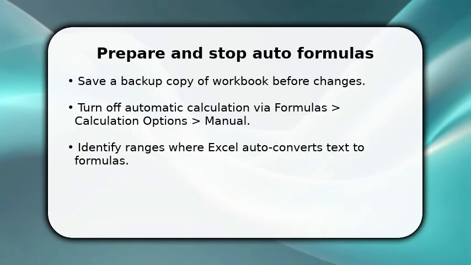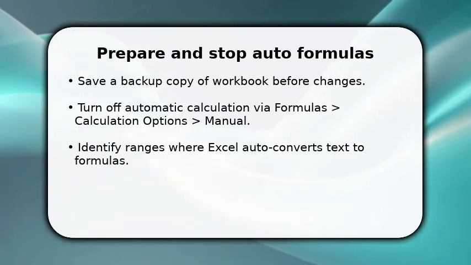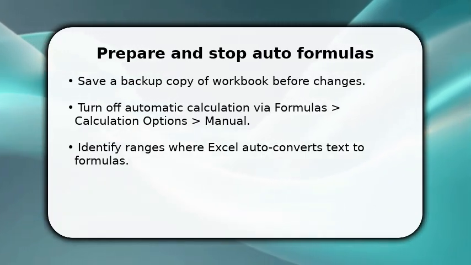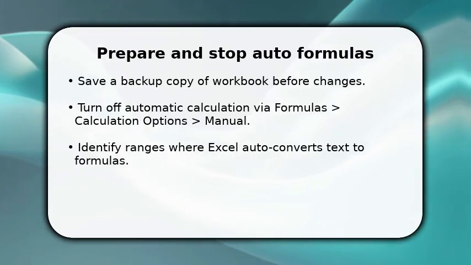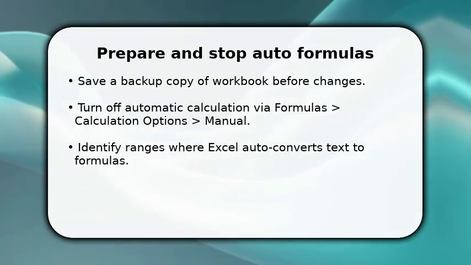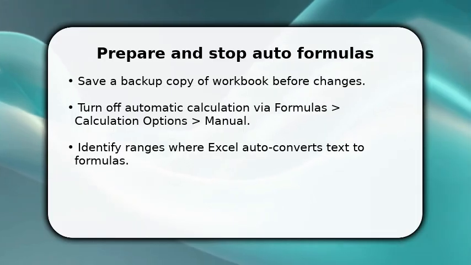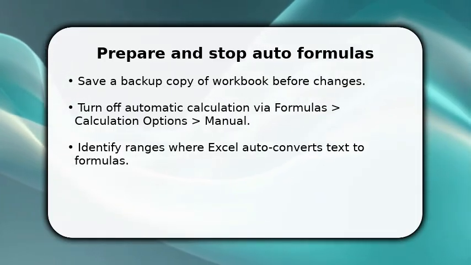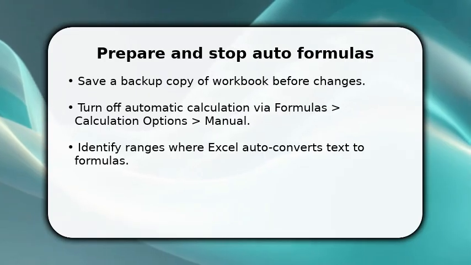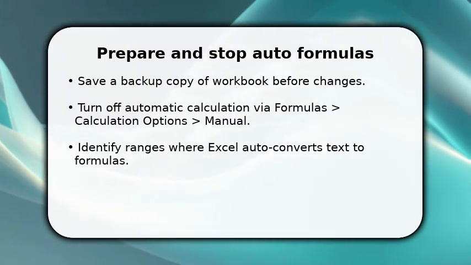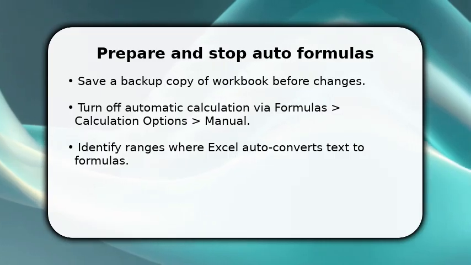You start by securing your data, save a backup, and close other heavy workbooks to avoid accidental recalculation. Next, open the Formulas tab and set calculation options to manual so Excel won't evaluate new entries. Once done, scan the cells where Excel is auto-inserting equal signs, parentheses, or function names.